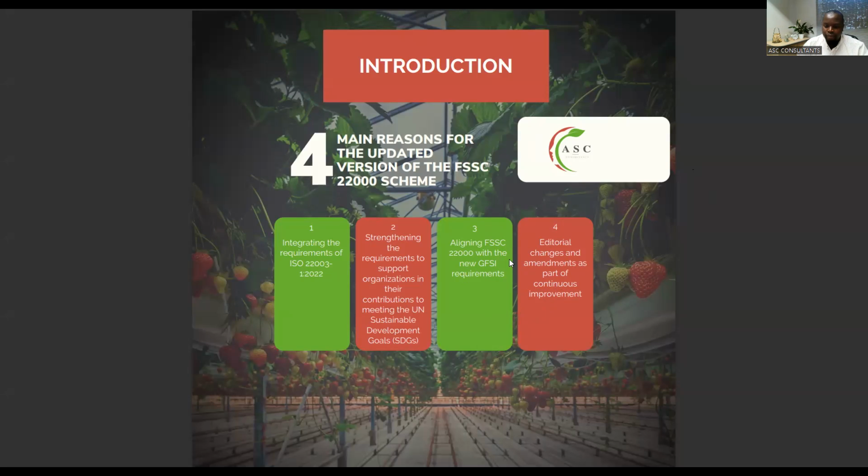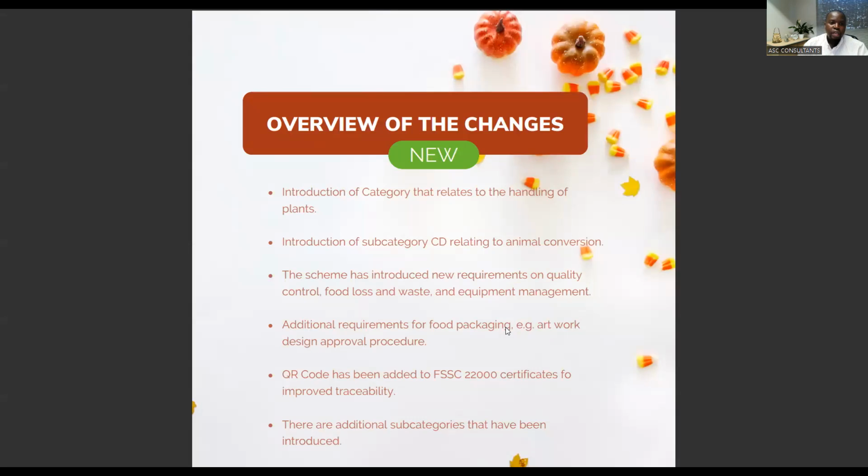their site requirements. Then another reason, you'll see that some of the changes don't really have new content. It's just editorial changes and amendments as part of continuous improvement, grammar, the flow of the scheme requirements of the standard, how it reads. So it's mostly grammatical corrections that have been made. So that is just the four main reasons for the updated version of the FSSC 22000 scheme. So let's look at the main changes. Let's start with the main changes. What are new things that have been introduced?